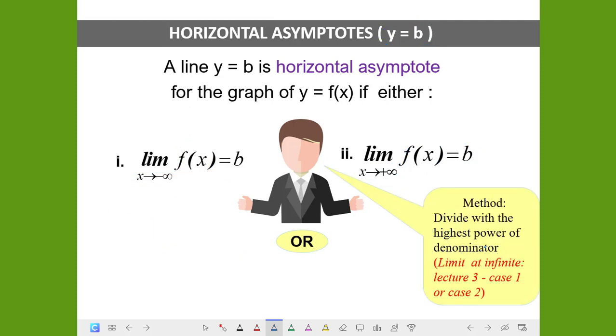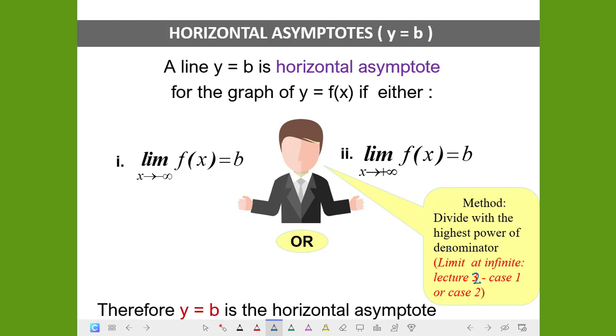Also check the previous lecture, lecture 2, case 1 and case 2, the method of dividing by the highest power of the denominator.